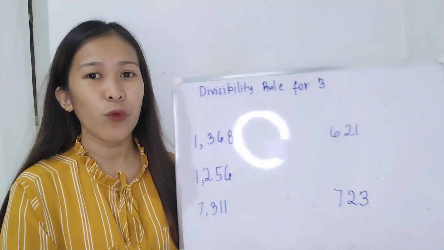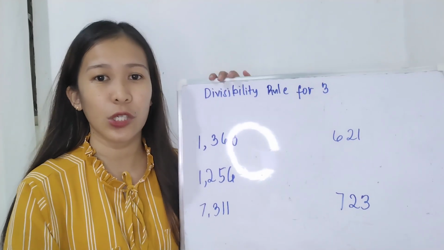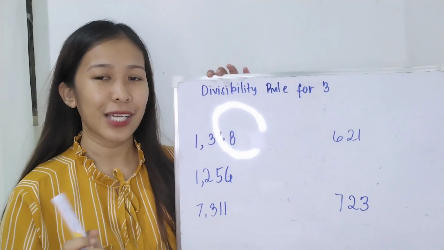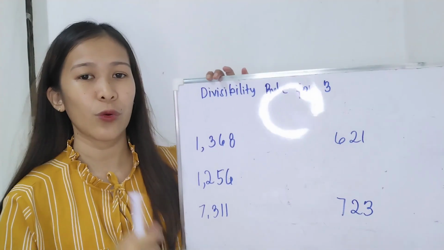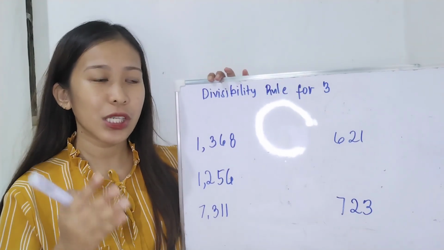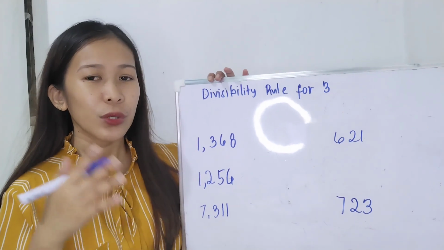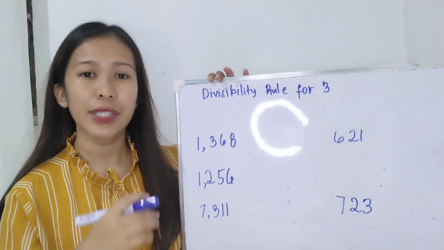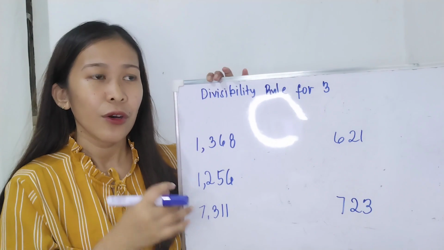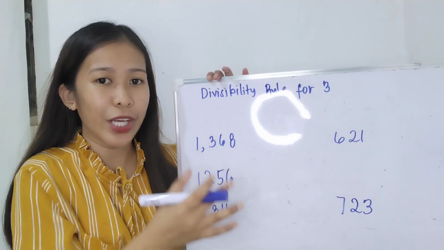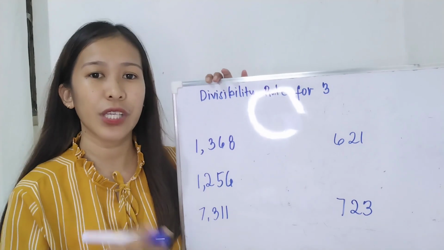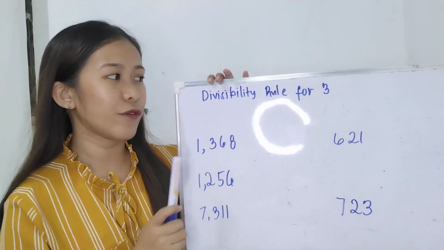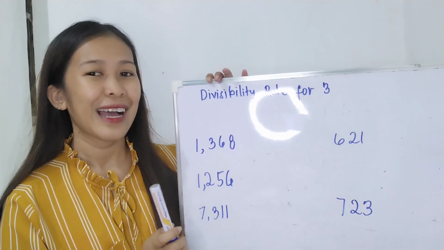Okay, and right now I'm going to discuss the divisibility rule for 3. So what is a divisibility rule? A divisibility rule is used to know if a number is divisible by 3 or by any other divisor, like 4, 5, 6, 7, 8, 9, 10, 11. But in this video, we're going to focus on the divisibility rule for 3.